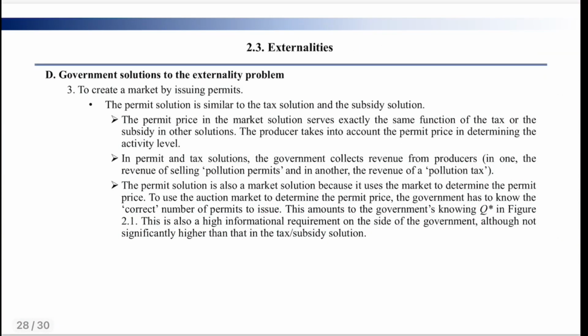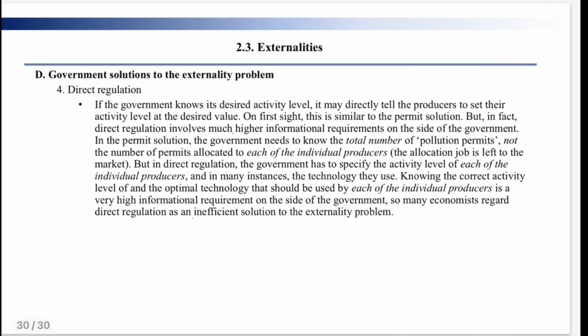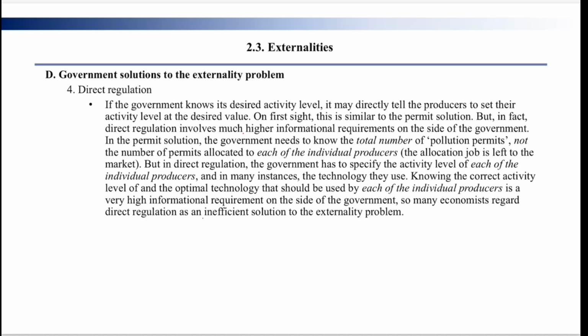Let's look at the next solution. Direct regulation. Direct regulation means that the government gives each firm a clear indicator. For example, the government requires factory A that you can only discharge 500 units of pollutants, and factory B, you can only discharge 500 units of pollutants. That is to say, transactions between them are not allowed, and there is no market between them at all.